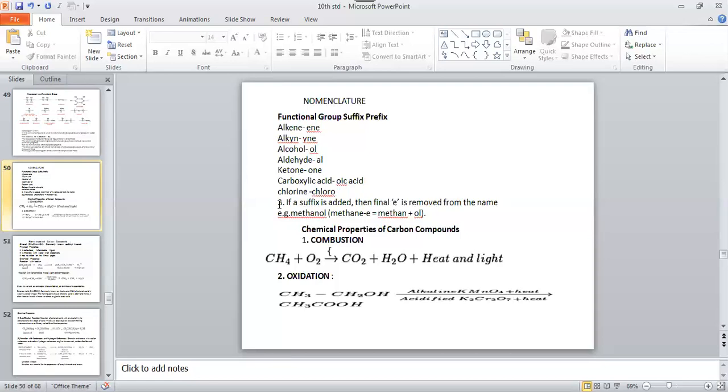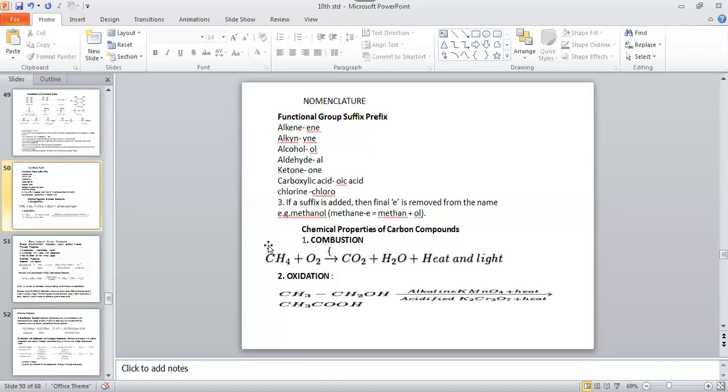Then if a suffix is added, the final e is removed from the name. For example, from methane, the name methanol is obtained by replacing this e with ol. So the name obtained is methanol.